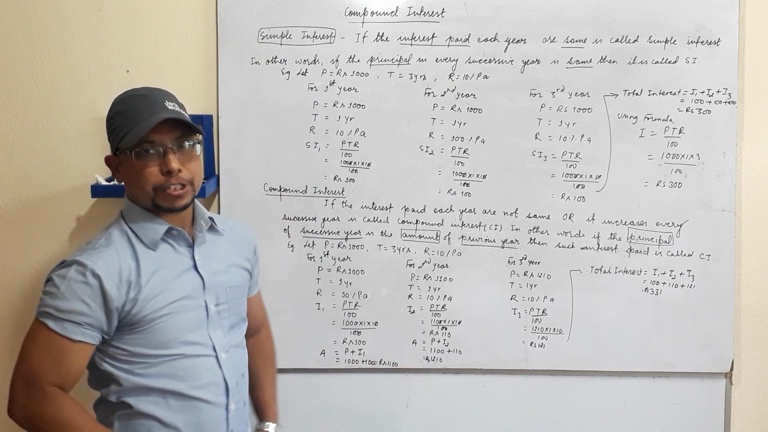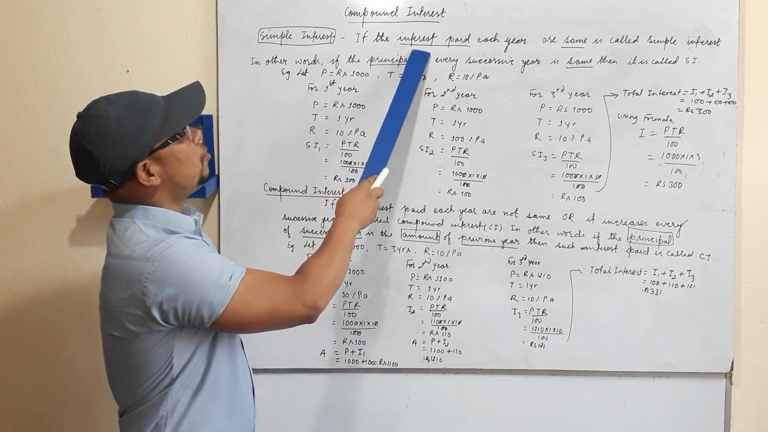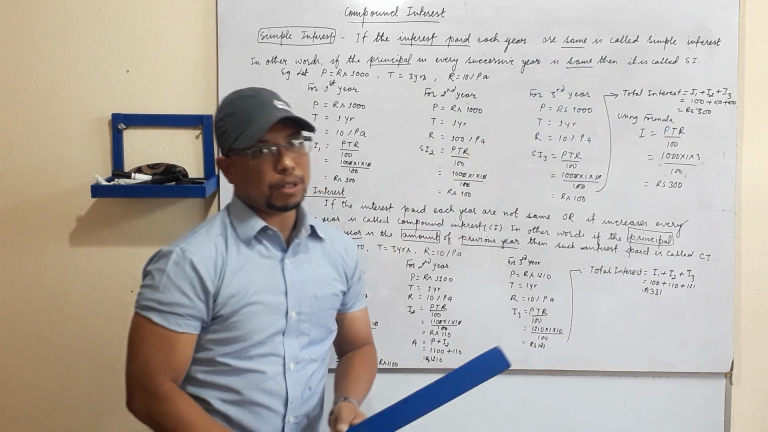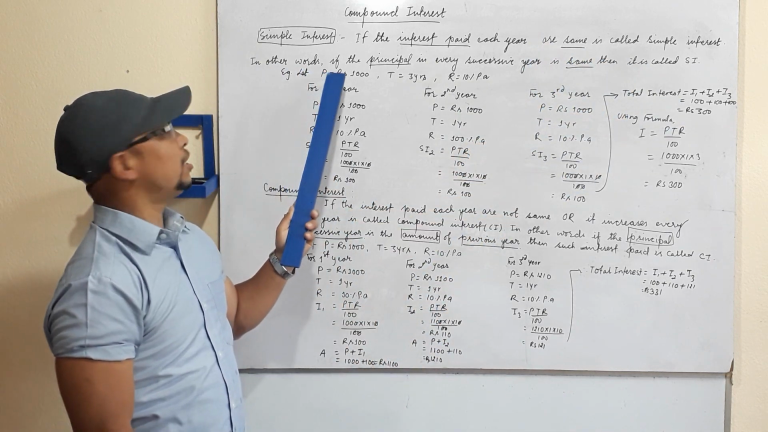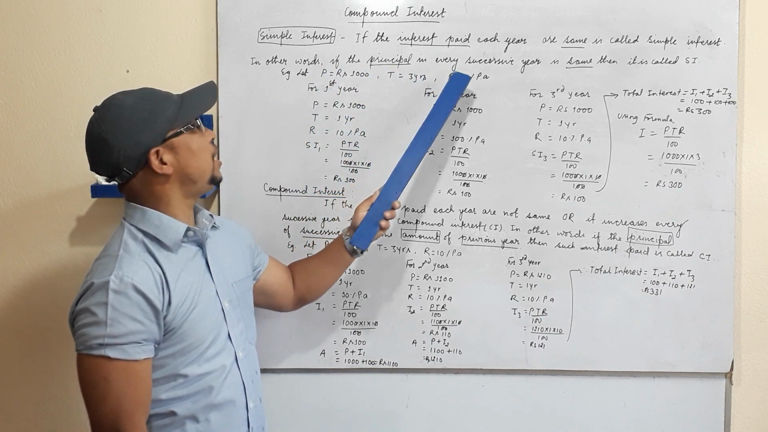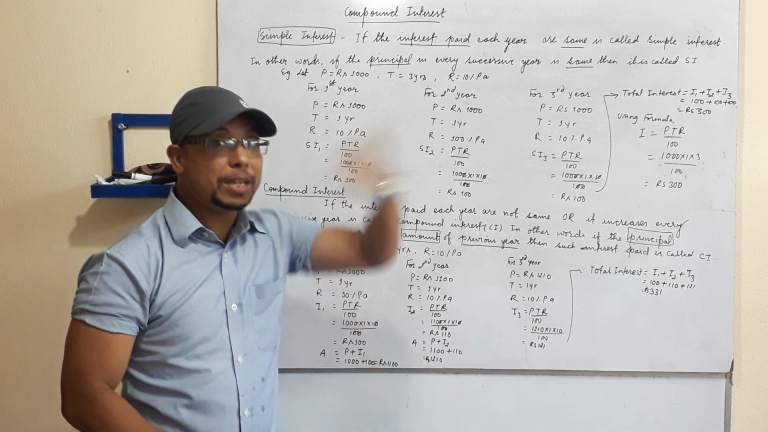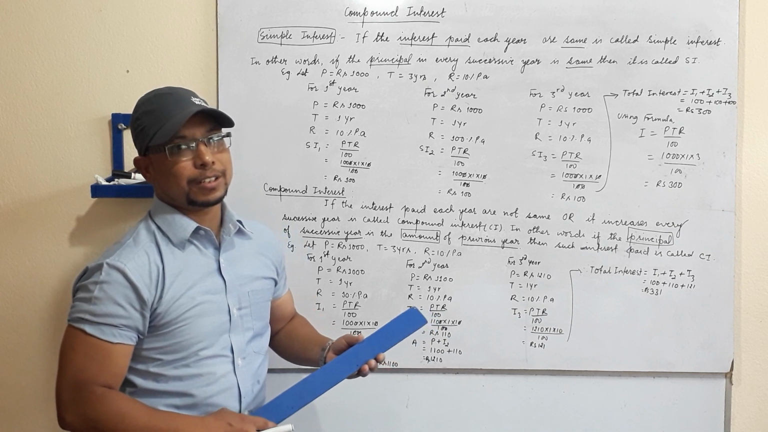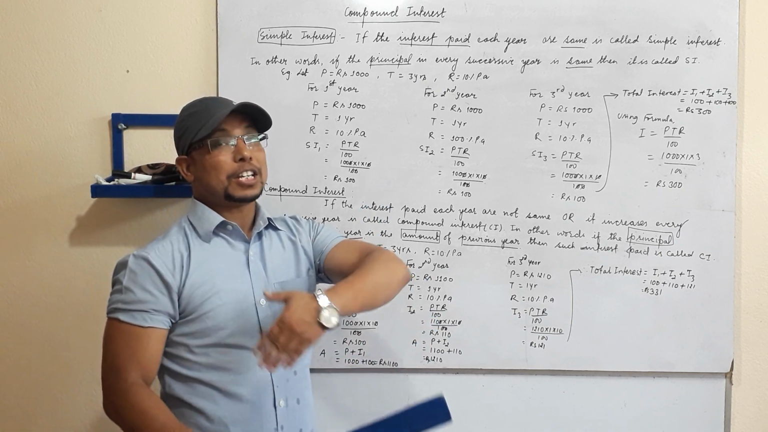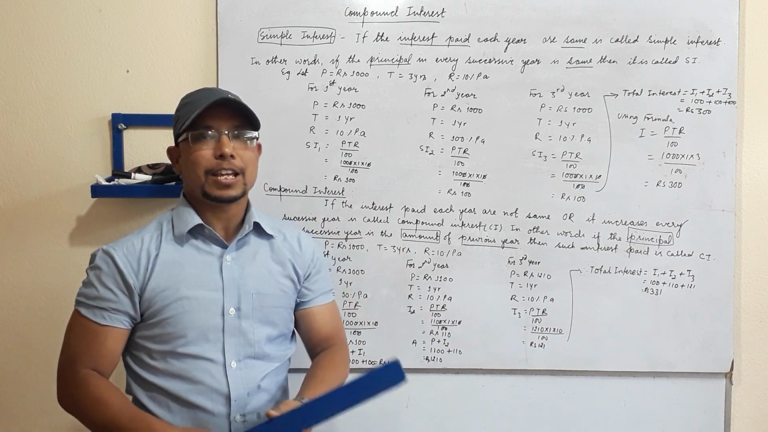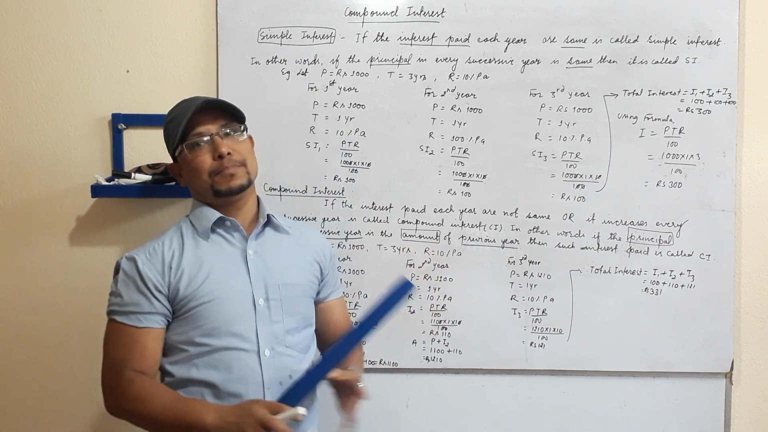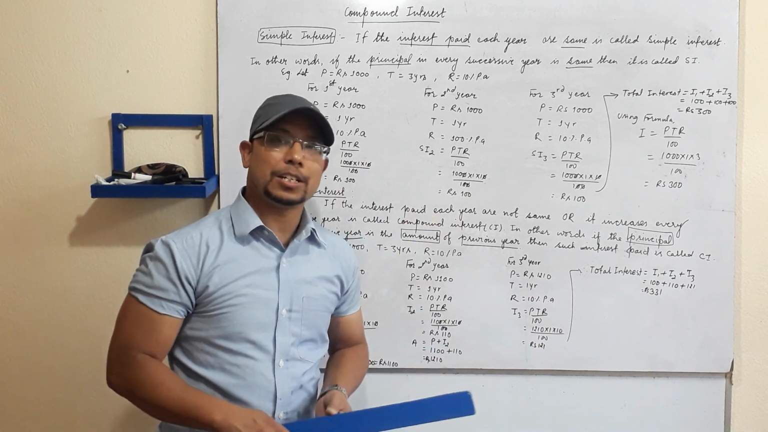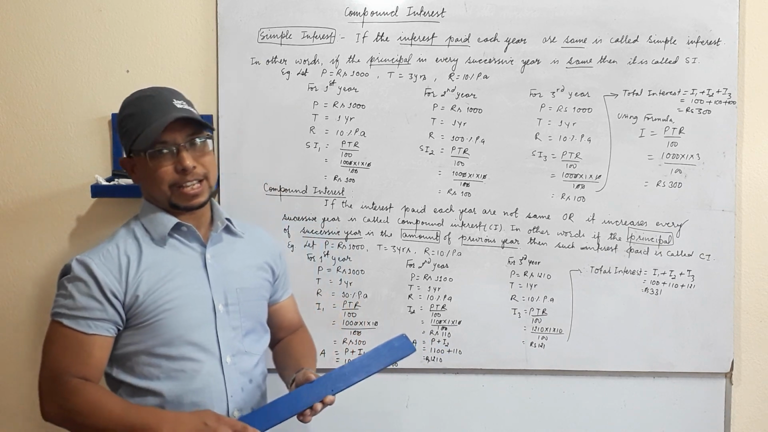Here is simple interest. Simple interest means what? If the interest paid each year is the same, it's called simple interest. In other words, if the principal in every successive year, every coming year, is the same, then it is called simple interest. If the principal for each year is the same, then it is called simple interest. Let's make it clear with an example.